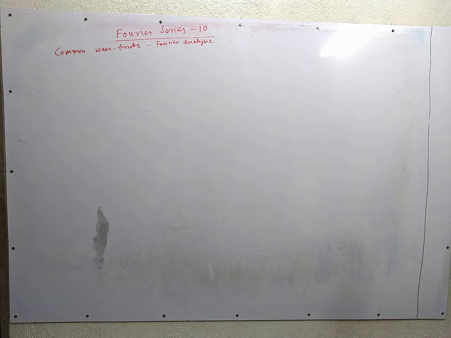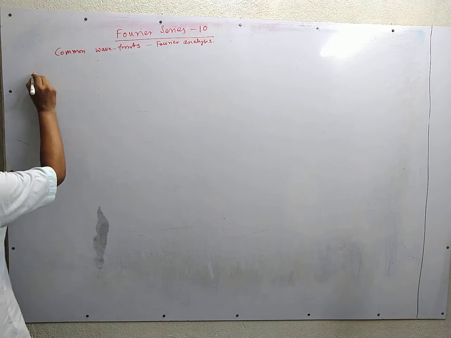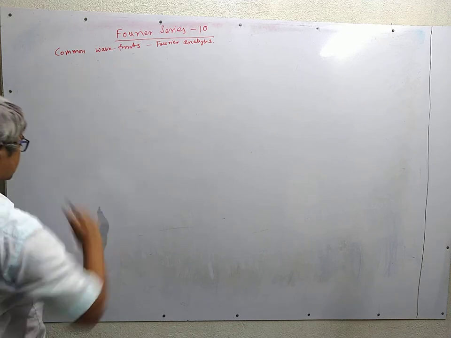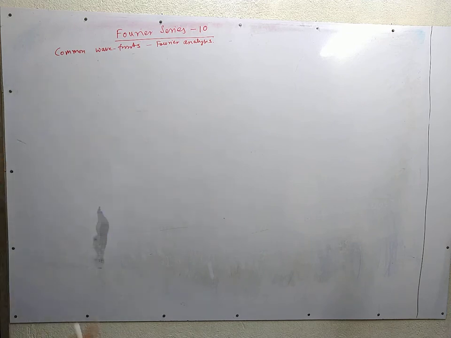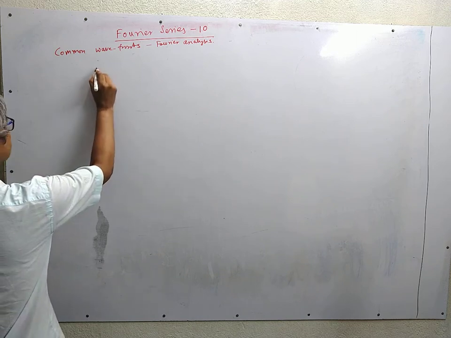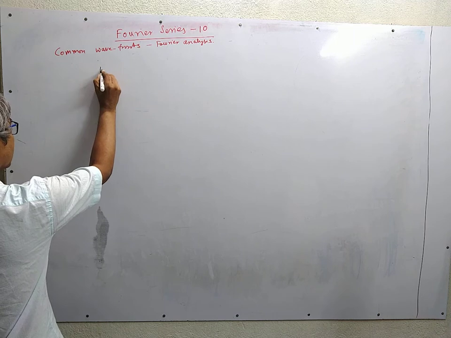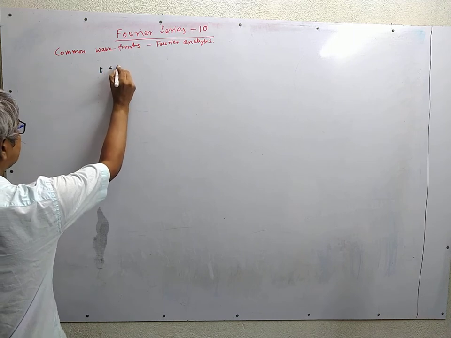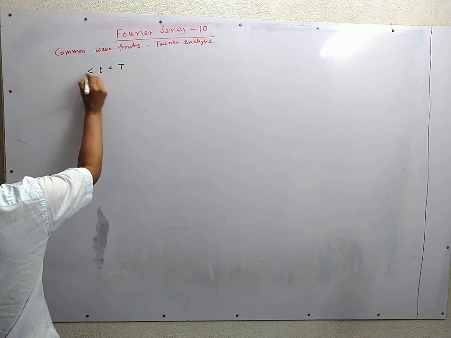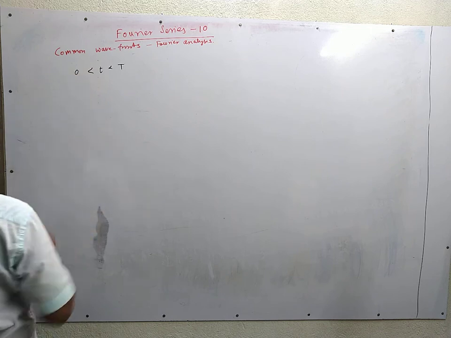In this 10th lecture on Fourier series, today we shall discuss the Fourier analysis of common wavefronts. That is a wavefront. If we consider a wavefront, then the variable argument is not x but it is time t, and it generally extends from 0 to T.